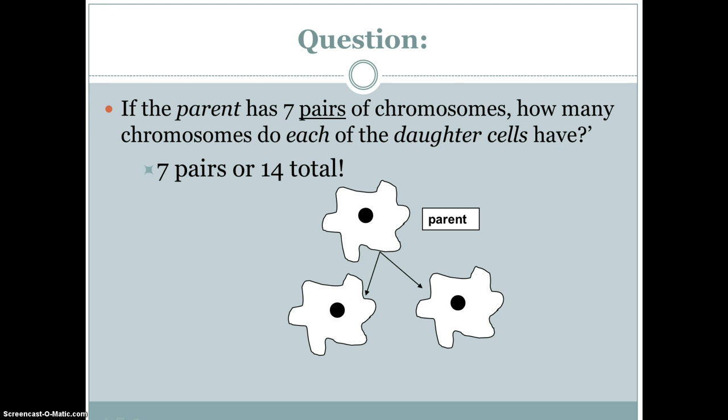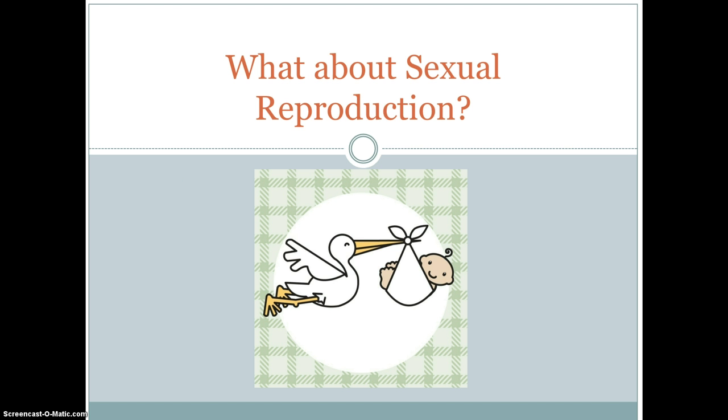Now, because we spent time last unit learning about mitosis, we're not going to spend any more time on asexual reproduction and mitosis today. Instead, we're going to turn our attention to sexual reproduction. So we're going to learn about how sexual reproduction can happen and the type of cell division that enables it to happen.